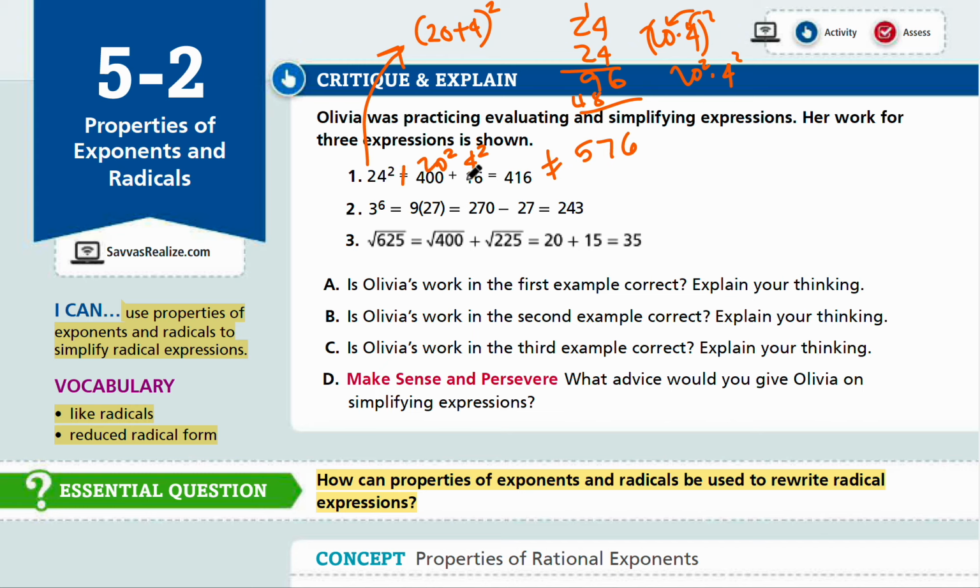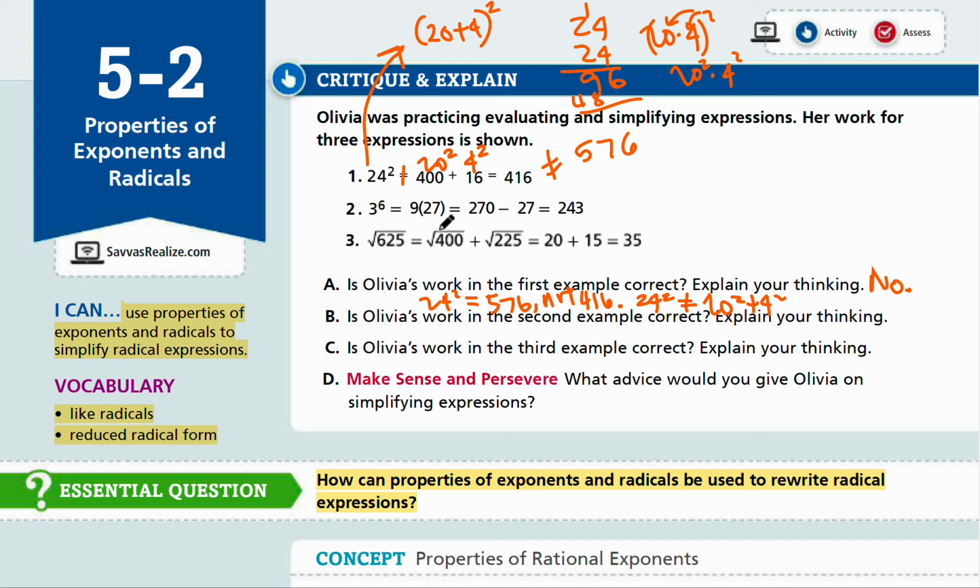So no, it does not. So we can say no. 24 squared is 576, not 416. 24 squared is not 20 squared plus 4 squared. So you can't do this. What about the second example? 3 to the 6th power.